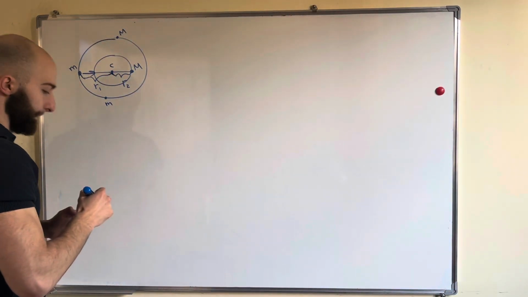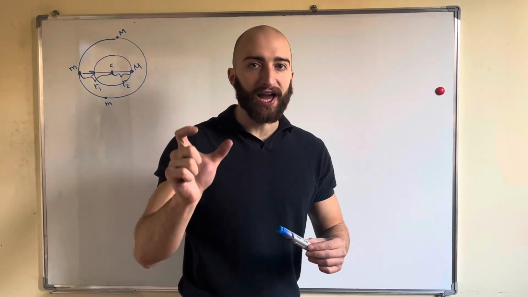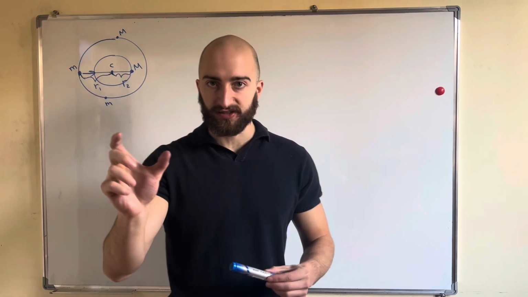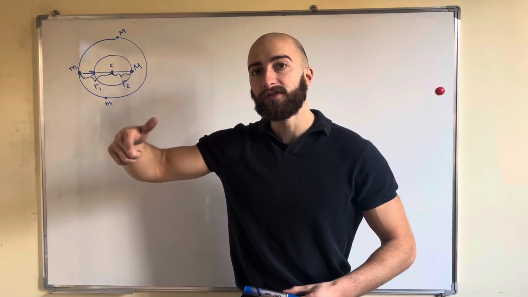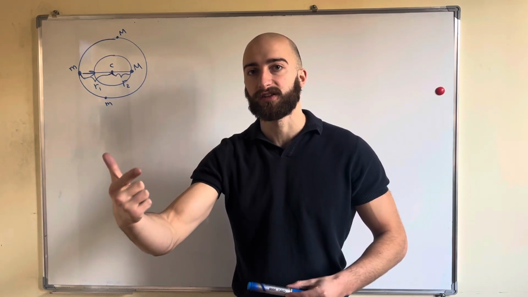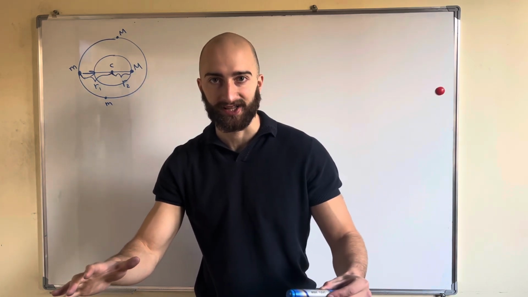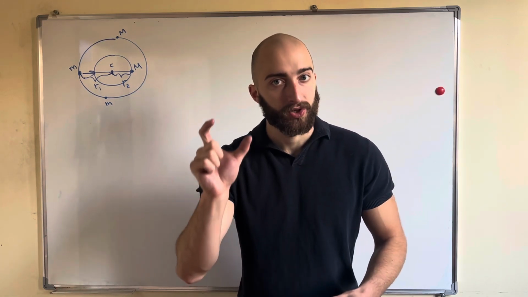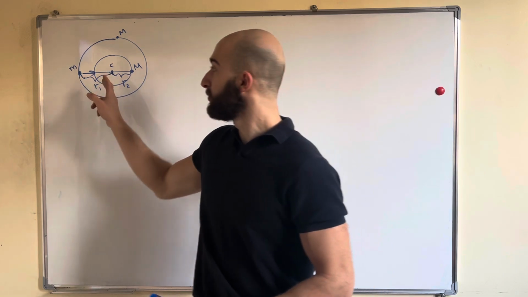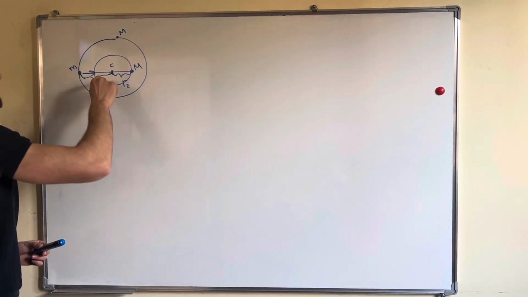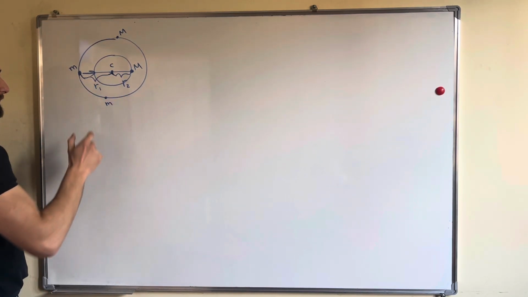Okay? So first we need to find the distance from this star to the center of mass. Then we will use Newton's second law and the universal gravitational law and we will get the final result. But first, what is the distance from this star to the center of mass? Because they will be moving on circular trajectories around the center of mass.